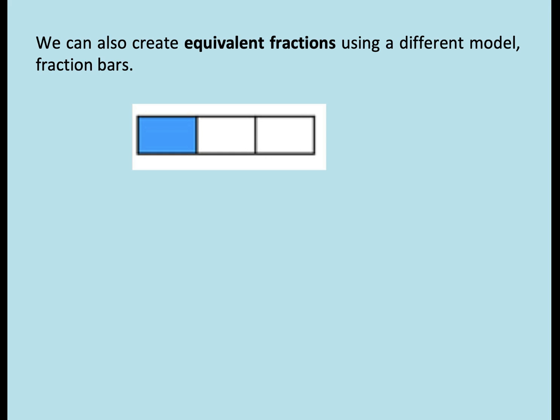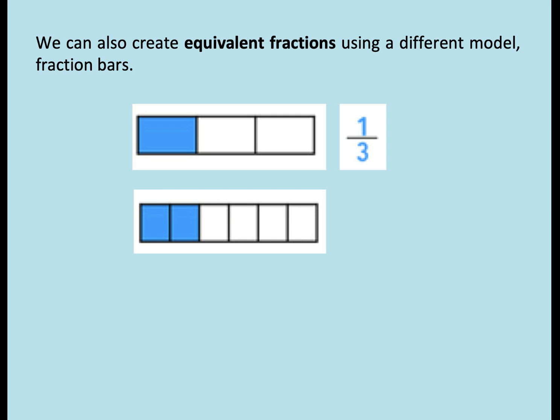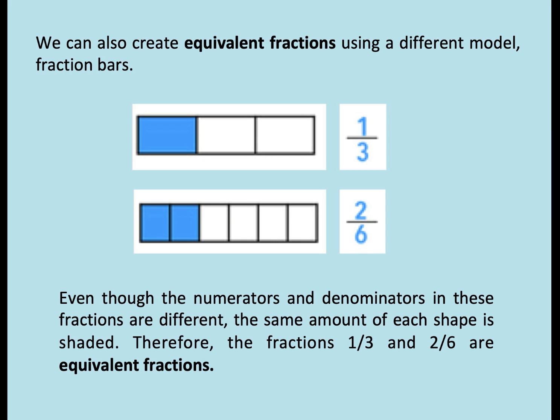In the first bar, we have divided one whole into three equal parts. You can see that one of the three parts is shaded in. Therefore, this model represents 1/3. In the second model, we divided one whole into six equal parts. Two of the six parts have been shaded in. Therefore, this model represents 2/6. Even though the numerators and denominators in these fractions are different, the same amount of each shape is shaded. Therefore, the fractions 1/3 and 2/6 are equivalent fractions.